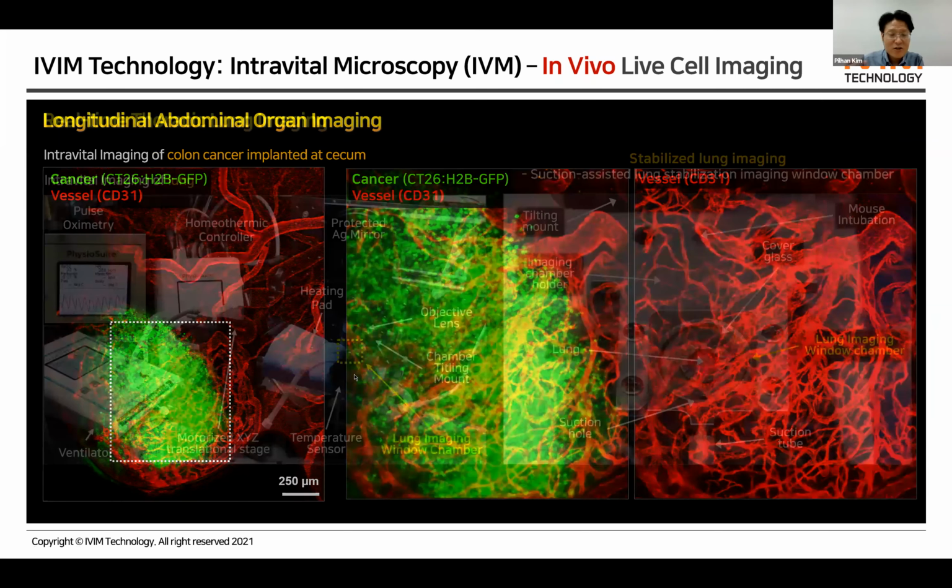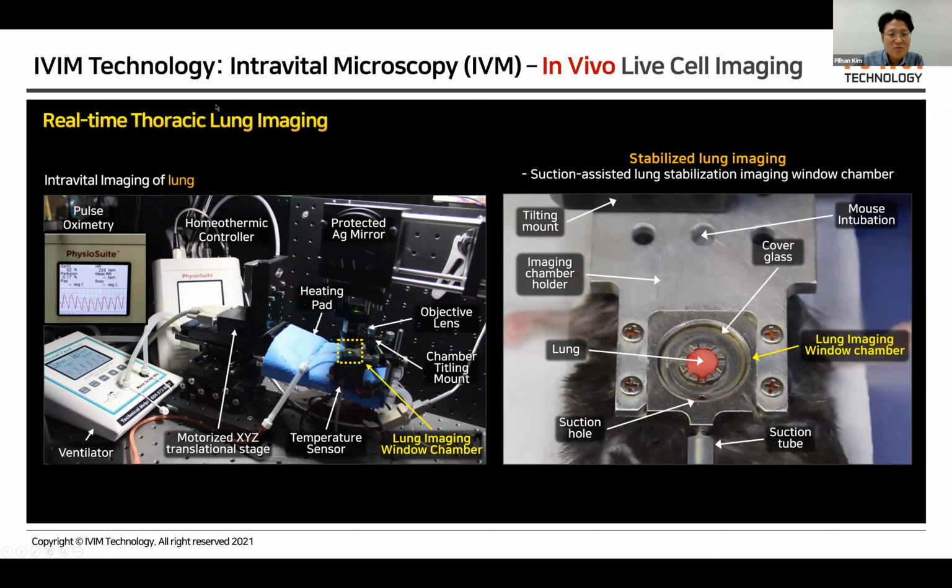And then I'd like to go a little bit faster. So this is the lung imaging technique. The lung continuously moves because the mouse is continuously breathing. So there's a technique called stabilized lung imaging using a lung imaging chamber. As you can see here, through this hole, we can suck out the air inside this chamber and stabilize the motion of the lung, and this part of the lung is used for the imaging.